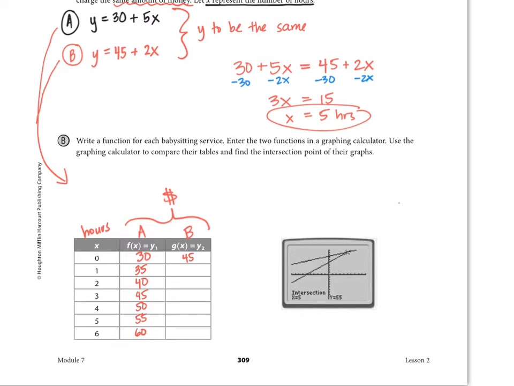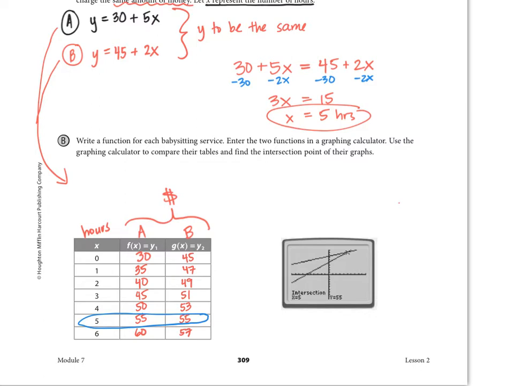Okay, then babysitter B is $2 per hour. So I'm going to add $2 every single time. And so I get 47 for 1 hour. For 2 hours, 49. Then 51. Then 53. Then 55. Then 57. Okay, adding 2 every single time. And you'll notice that at 5 hours, we do have the same cost. The babysitters are charging the same thing.